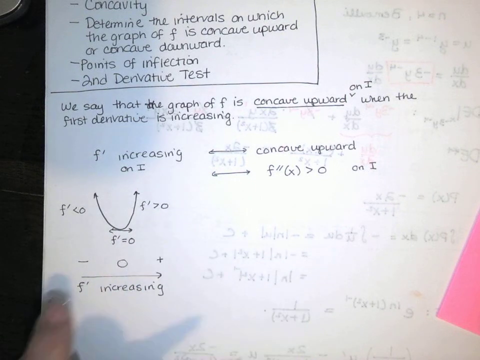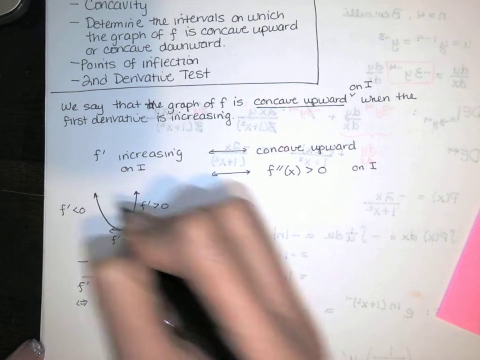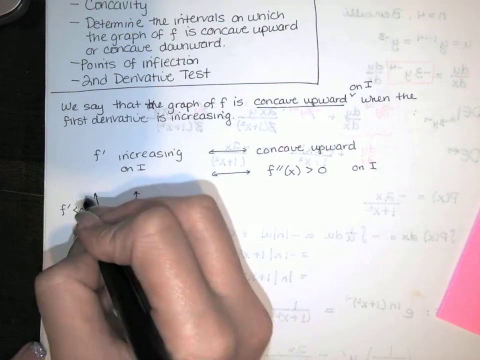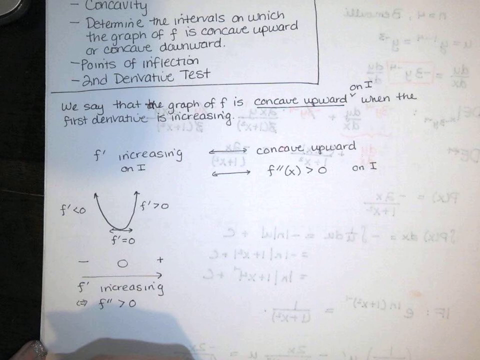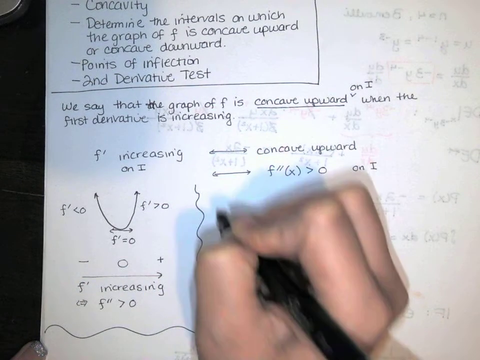So getting steeper and steeper. If the graph looks like this, f prime is increasing, and if f prime is increasing, that means f double prime is positive, and the graph is concave upward. That's what it means for a graph to be concave upward. It looks like this, because the slopes are increasing. On the other hand, we could have concave downward. Slopes are decreasing.